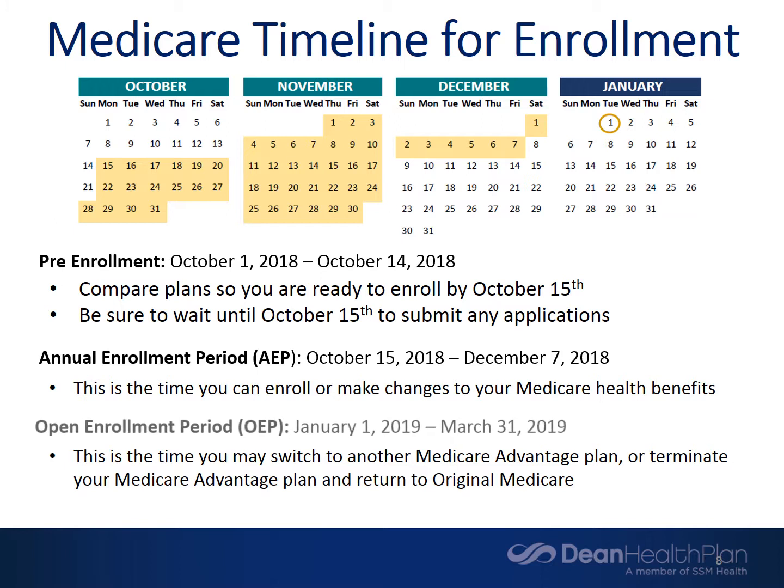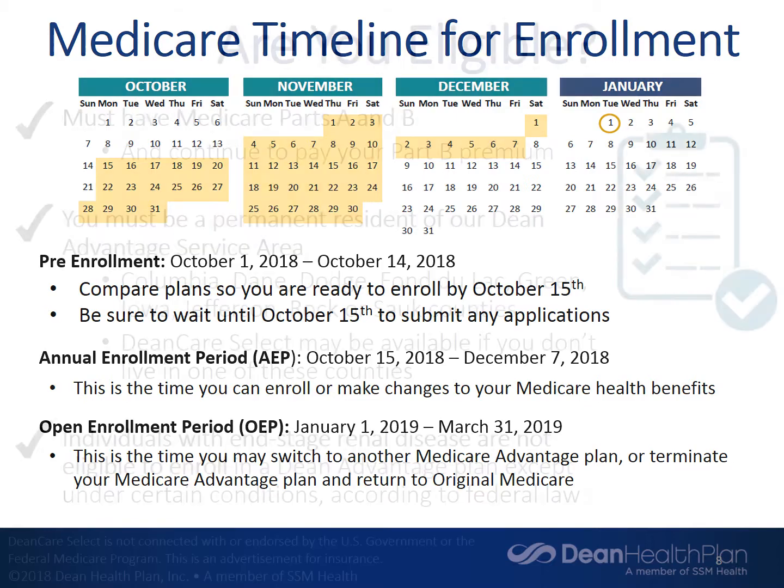Lastly, we have the open enrollment period, also known as OEP. This occurs January 1st, 2019 through March 31st, 2019. During this time, you may switch from a Medicare Advantage plan to another Medicare Advantage plan or terminate your Medicare Advantage plan and return to original Medicare.